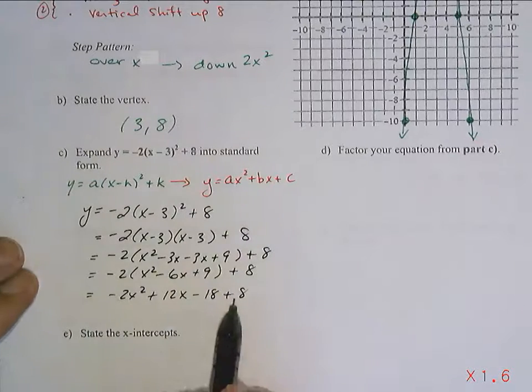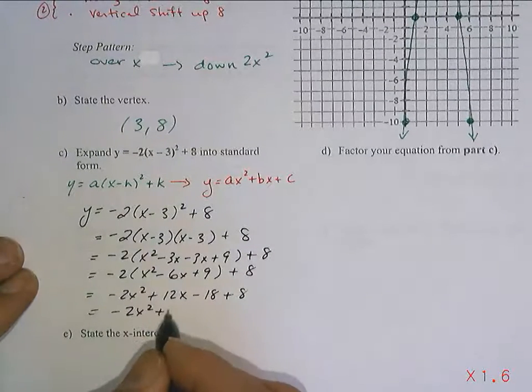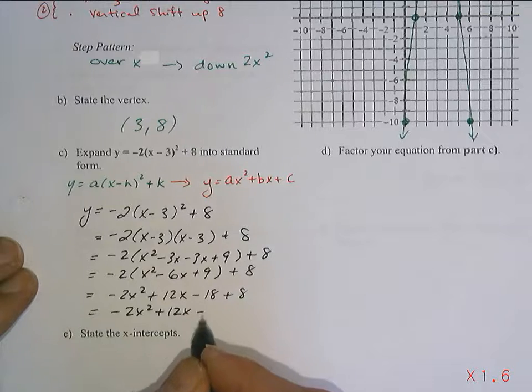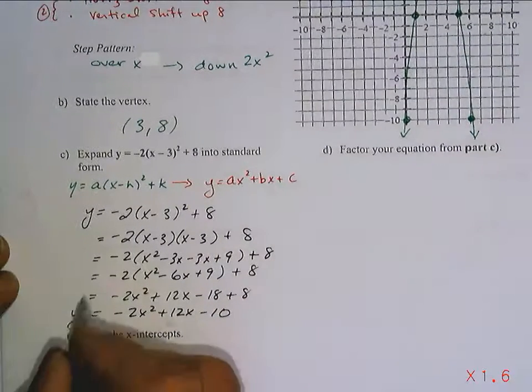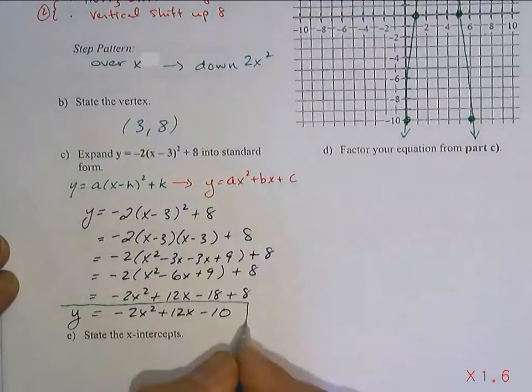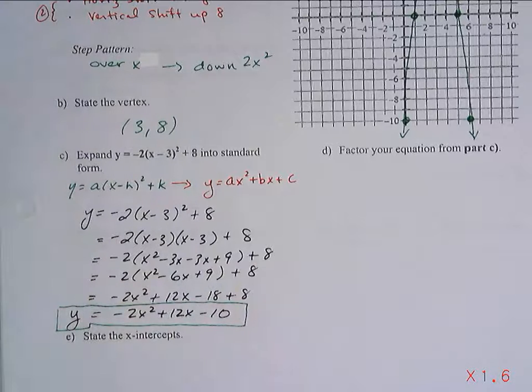Last thing I do is I take the negative 18 and I take the 8, and I get negative 2x squared plus 12x minus 10. And ladies and gentlemen, that is my final answer. That is pretty cool. So we've just gone from vertex to standard.